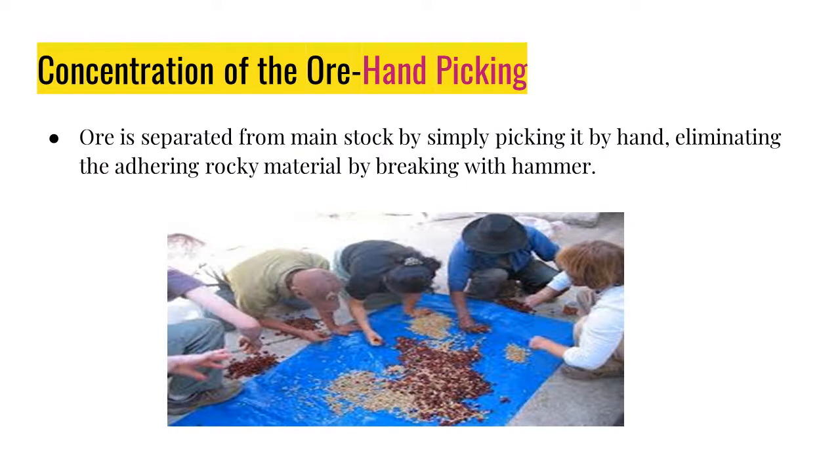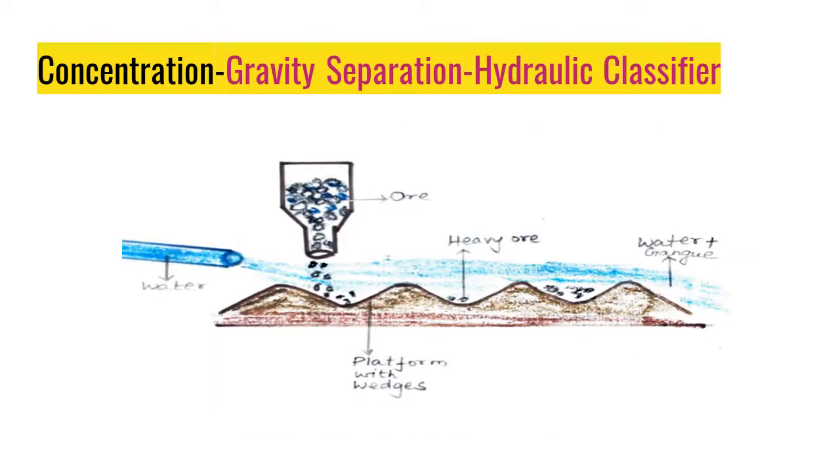So the first step is concentration. The very preliminary method of concentration is by hand picking, where the ore is separated from the main stock by simply picking it by hand, eliminating the adhering rocky material and breaking it with hammer. You are removing unwanted rocky, clay materials from the ore. This is called hand picking, where the selected huge ore particles are separated from the other impurities. Next method of concentration is by gravity separation.